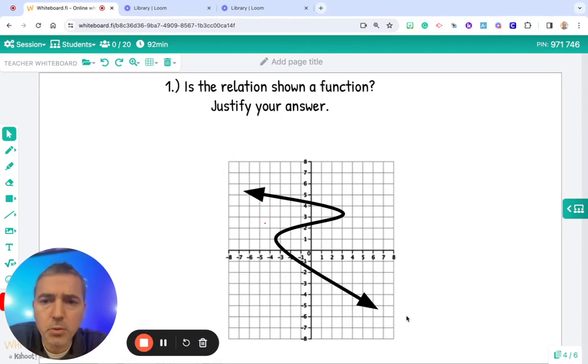So let's answer question number 1. Is the relation shown a function? Justify your answer. This time, instead of coordinates or a table, they gave us a graph. So we have to do the same thing. Does each input x value have exactly one y output?